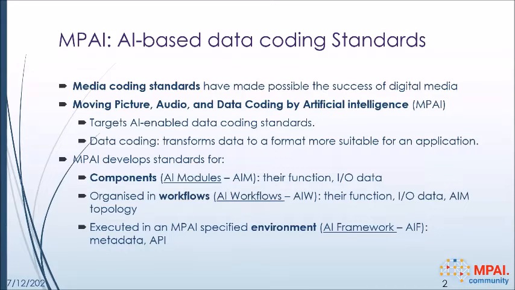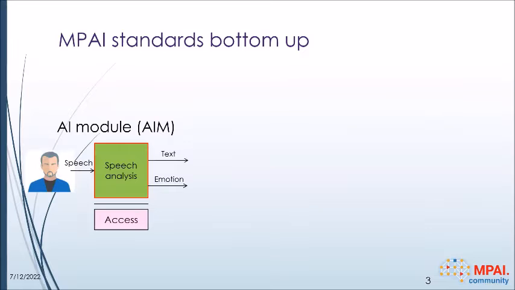What we do, and this is what I am going to show here, is that we do not draw our attention to monolithic standards. We focus on components that can be composed into making complex AI applications. So the basic element is called the AI module. In this case, you see a module whose function is to capture the speech of a person, convert the speech into text, but also extract the emotion that is embedded in the text. So this is an example of an AI module.